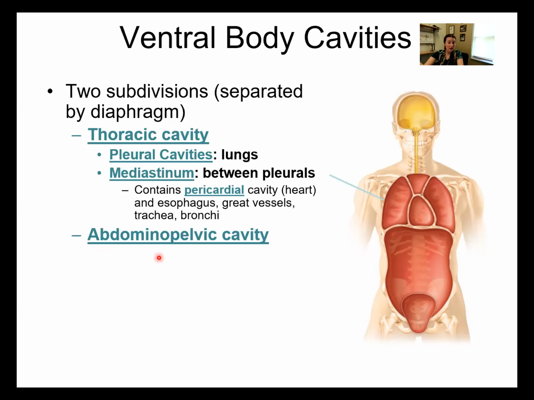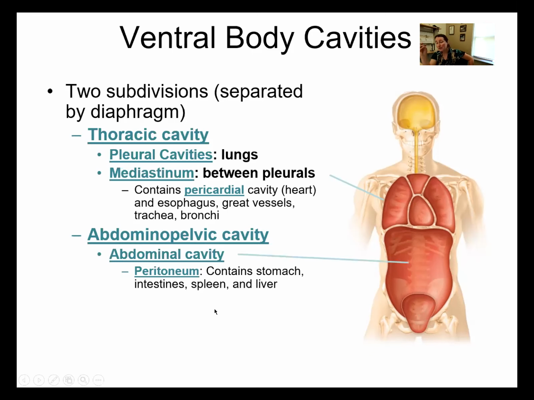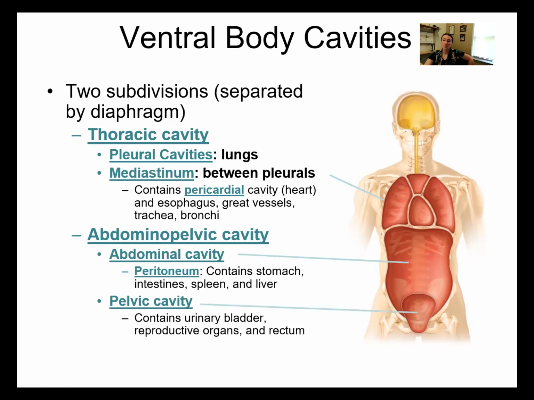This seems like a big, awful, clunky word, but let me point out that this is actually a compound word. Abdomino is the first part, so the abdomen. Pelvic, pelvis. Okay. The abdominal cavity itself contains the peritoneum, right? The third and final serous membrane. The peritoneum surrounds the stomach, the intestines, the spleen, the liver, but not everything. We're getting there.